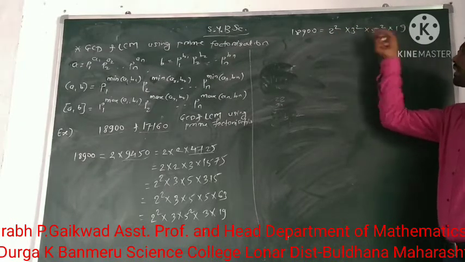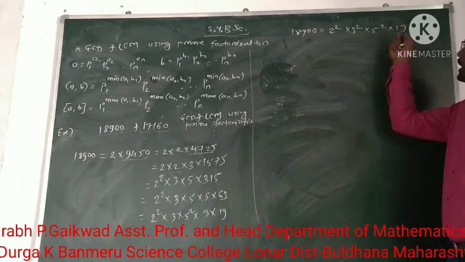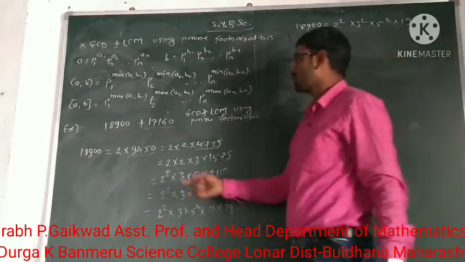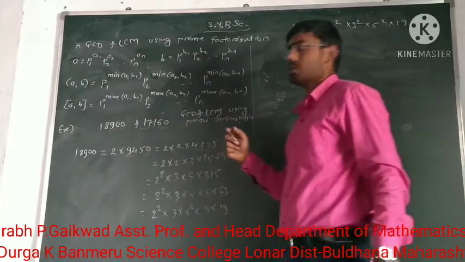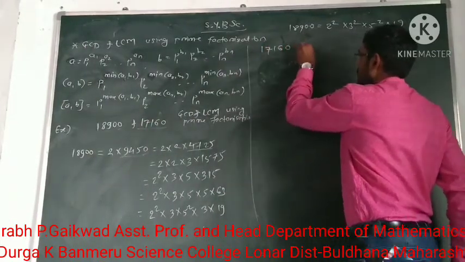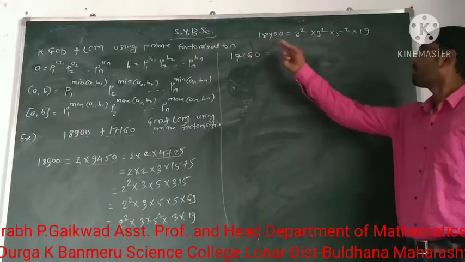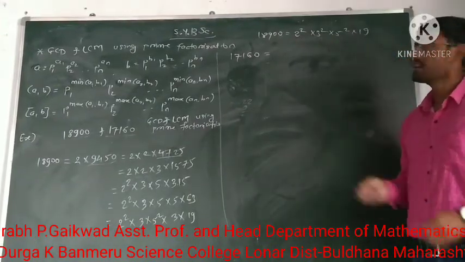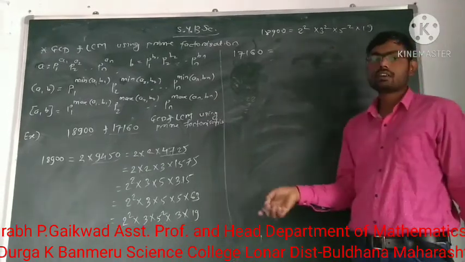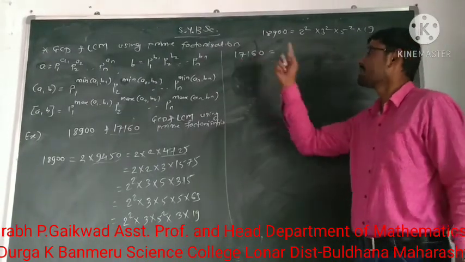Okay, so we get the standard or canonical factorization. Now we cannot do any other factorization because all the numbers are prime now. Similarly, we have to do the prime factorization of 17160. We have found the canonical or standard factorization of 18900. Now we will find the standard or canonical factorization of 17160.